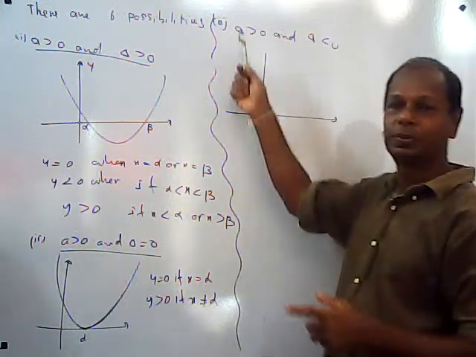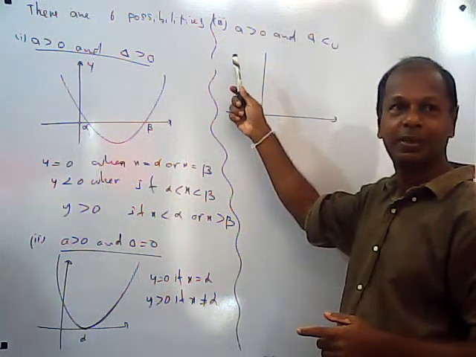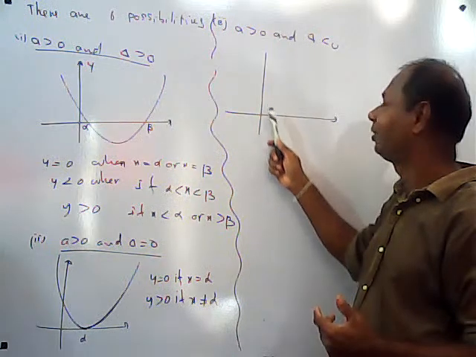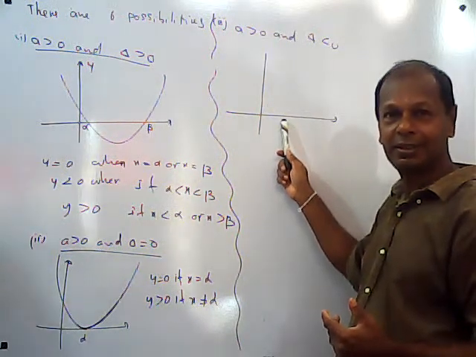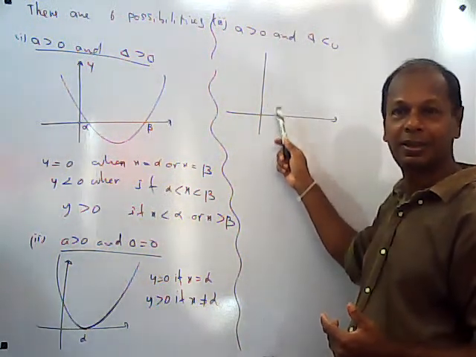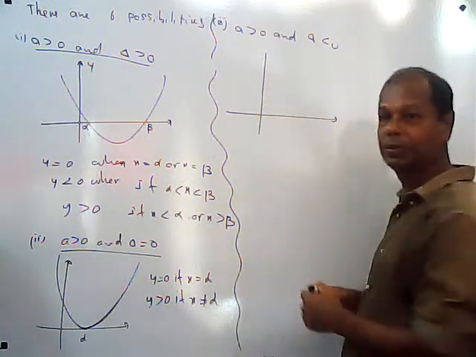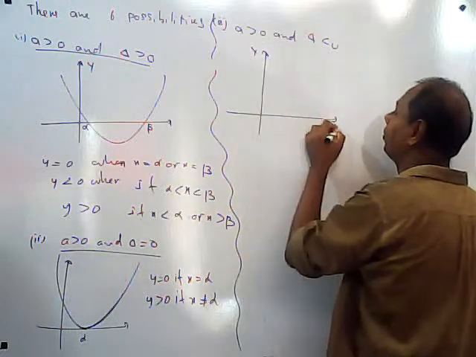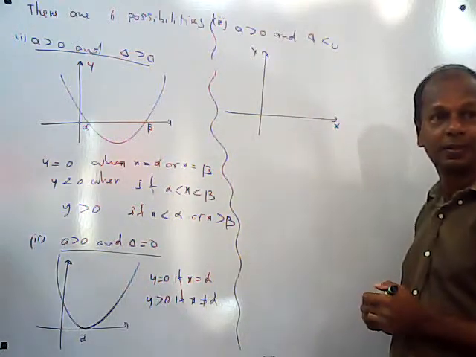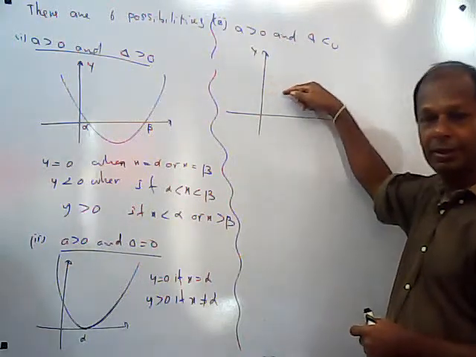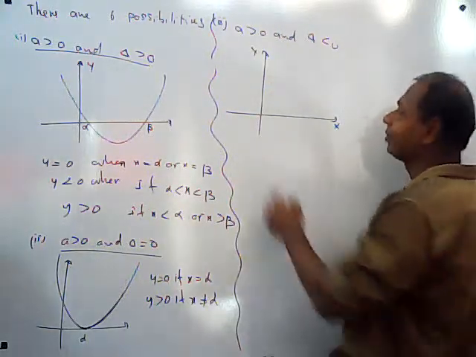A is positive. It has to be a minimum. Delta is less than 0. It doesn't meet the x-axis, but there is a minimum also. It has to be entirely above the x-axis.